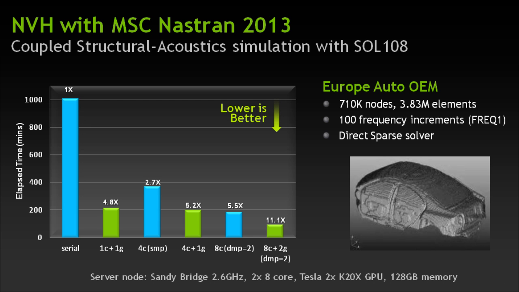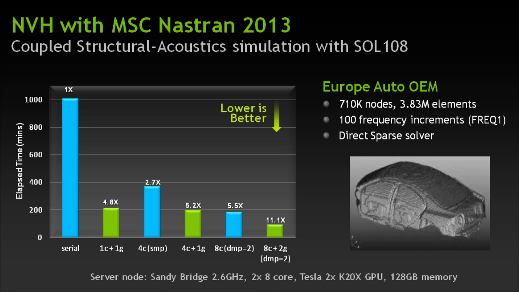The next example is a real auto customer in Europe that is currently using GPU clusters for their NVH simulation. In this particular case, the solution sequence is solution 108. It's a direct frequency response solution sequence. Here you're looking at a car model with an internal cavity. And the typical responses computed here as part of the NVH simulation are the sound pressures at the ear locations of the driver and the passenger.